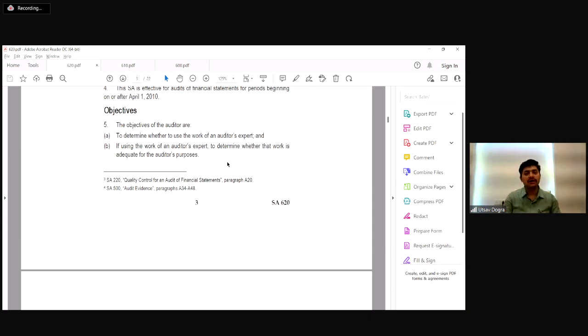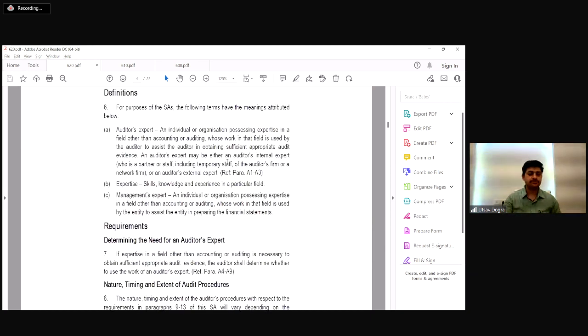Second, if it is required, whether it would be adequate for the auditor's purpose or not. So these are the two objectives here. An auditor's expert, as I have explained, is an individual or an organization possessing expertise in a field other than accounting and auditing, whose work in that field is to be used by the auditor to assist the auditor in obtaining sufficient and appropriate audit evidence.